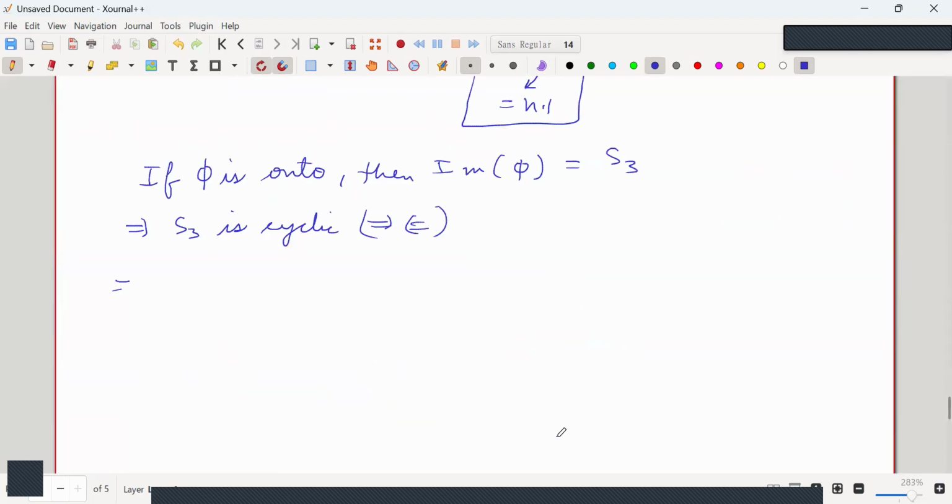So, there is no onto homomorphism from Z to S3. This implies C is 0.